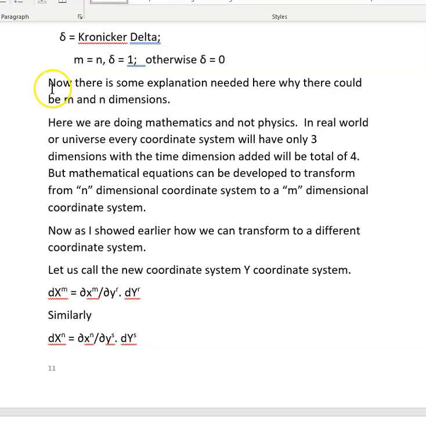Now there is some explanation needed here why there could be m and n dimensions. Here we are doing mathematics and not physics. In the real world or universe, every coordinate system will have only 3 dimensions. With the time dimension added, it will be a total of 4. But mathematical equations can be developed to transform from n dimensions.